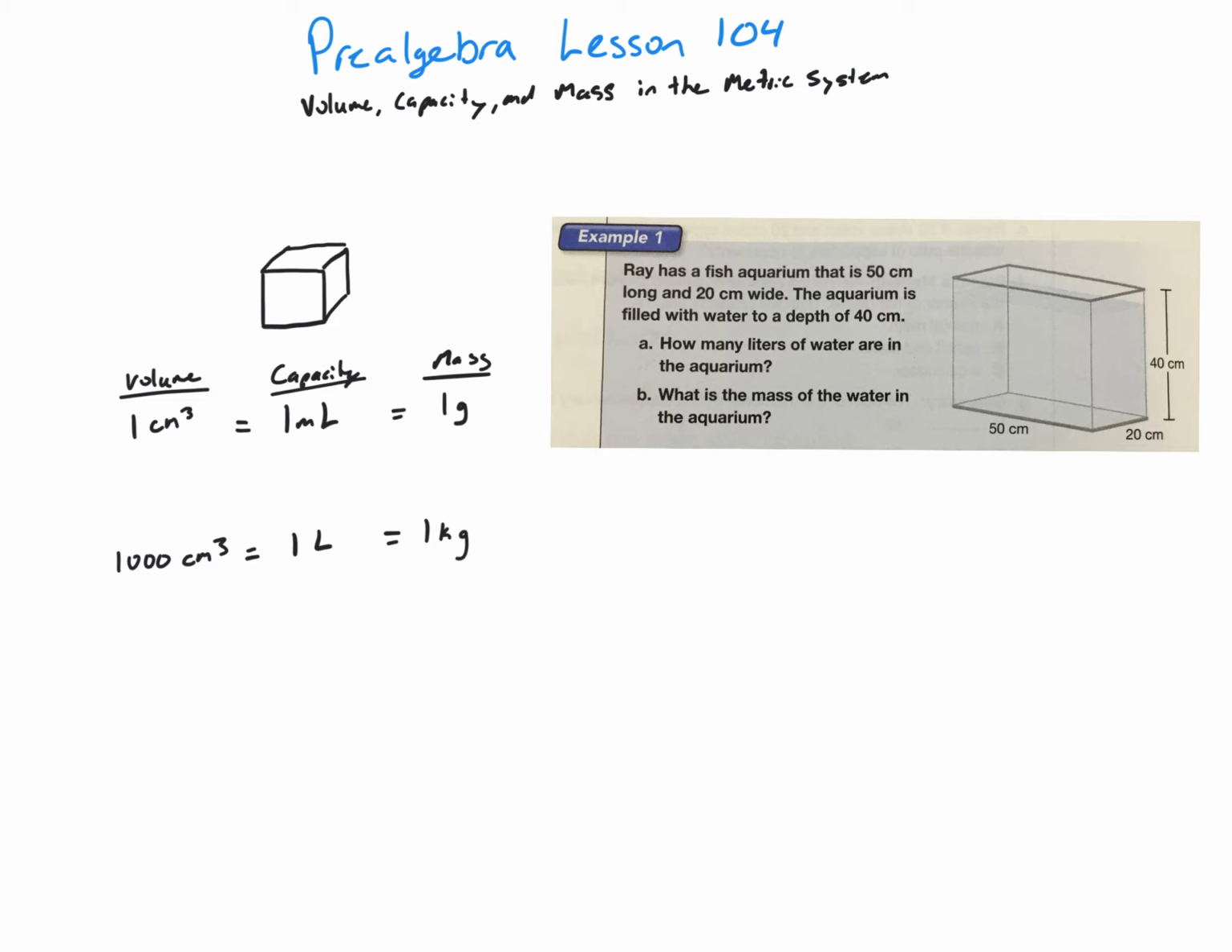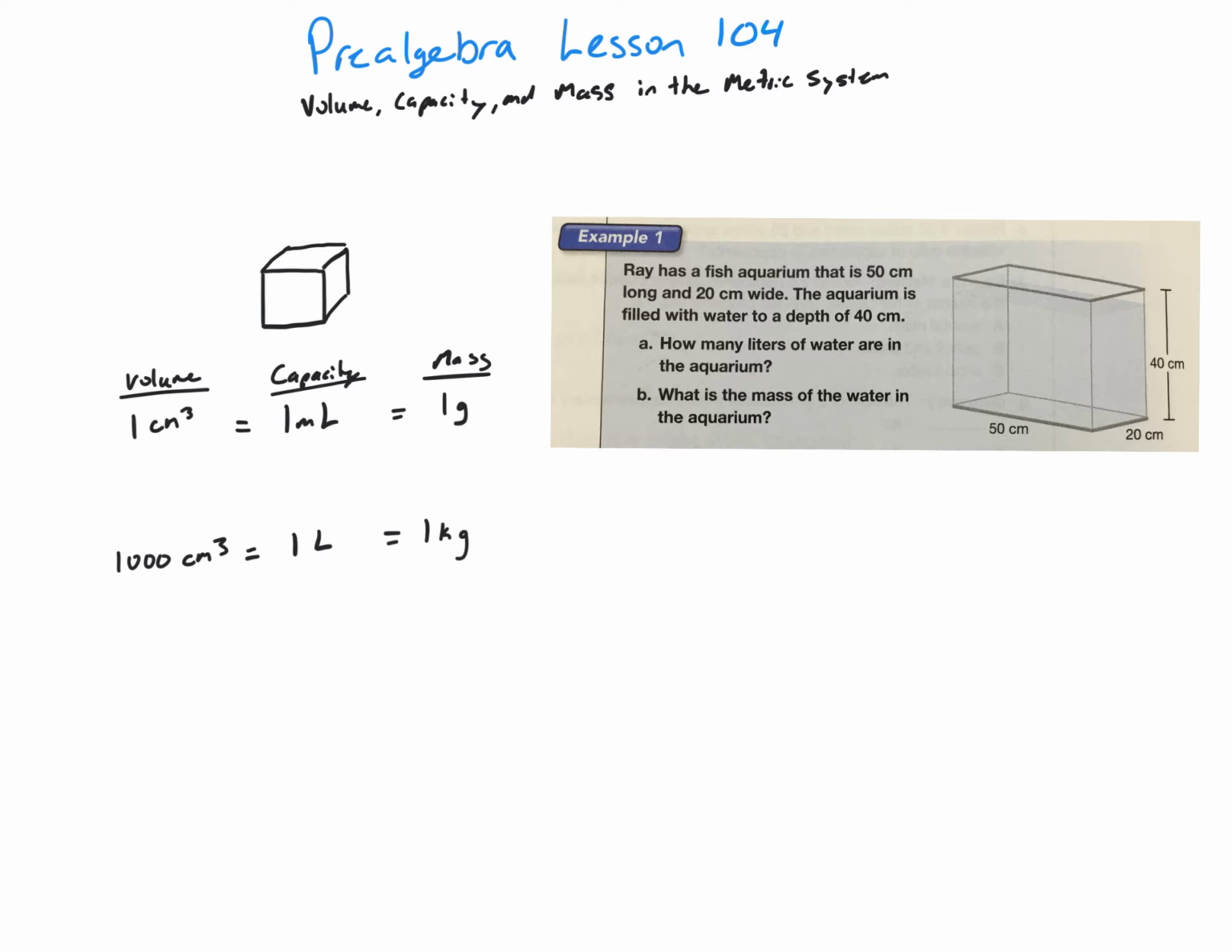And then another same idea, volume 1,000 centimeters cubed is the same thing as 1 liter. So notice there's 1,000 milliliters in a liter. And then that's also the same thing as 1 kilogram or kilo. So there's 1,000 grams in 1 kilogram.